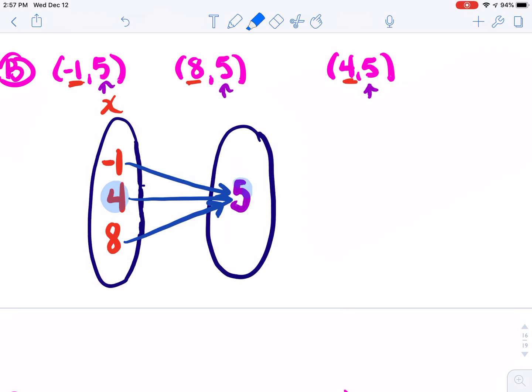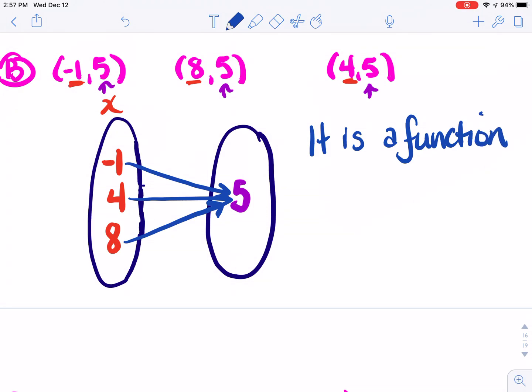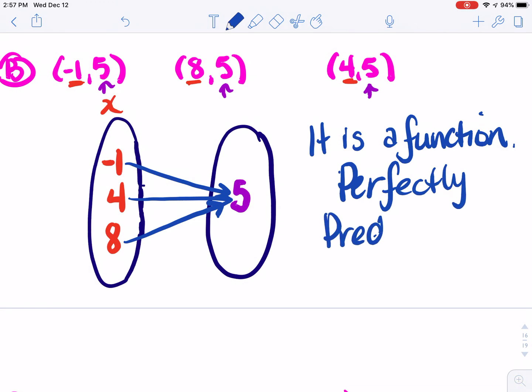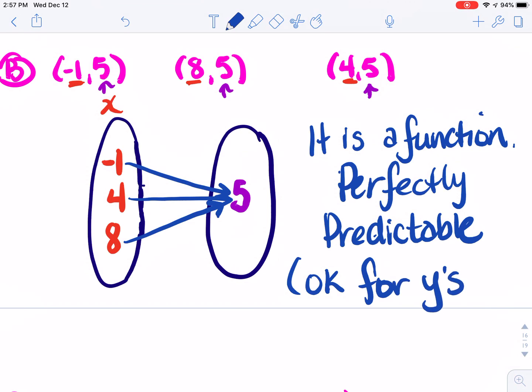If it's 4 for X, I know that also has to pair with 5. If I know it's 8, I know it has to pair up with 5. So on this one, I know it is a function. Again, this one is perfectly predictable. And remember, it is okay for Y's to repeat.